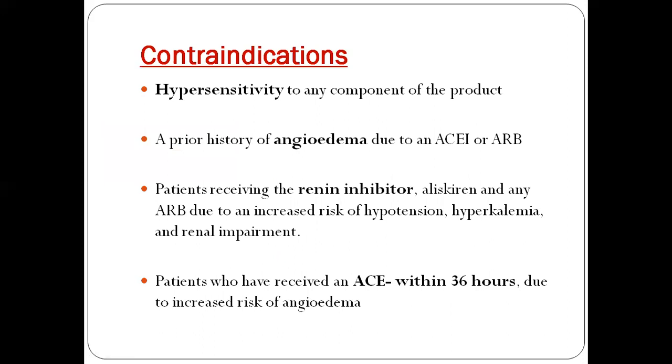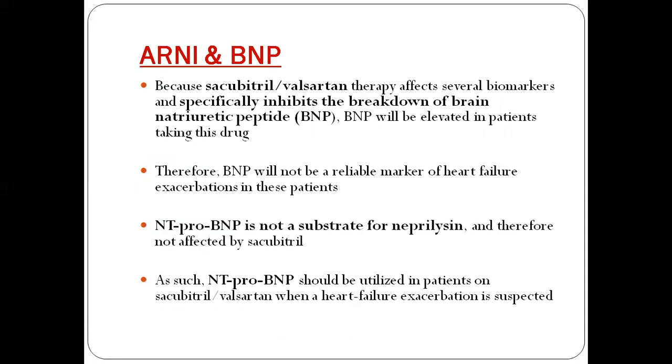What are the contraindications of ARNIs? Hypersensitivity to any component of this product, a prior history of angioedema with ACE inhibitors or ARBs, or if a patient is already on a renin inhibitor, that is aliskiren, or already on ARBs, because both of them can cause an increase in potassium, and both of them inhibit this RAAS system. So it should not be used along with that. And patients who have received ACE inhibitors within the last 36 hours, as we have already explained, shouldn't receive this drug.